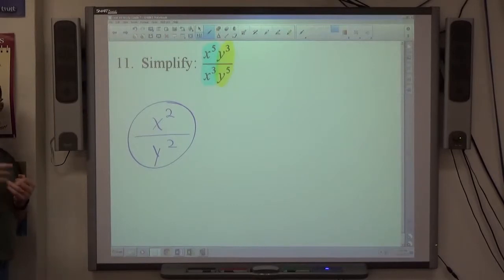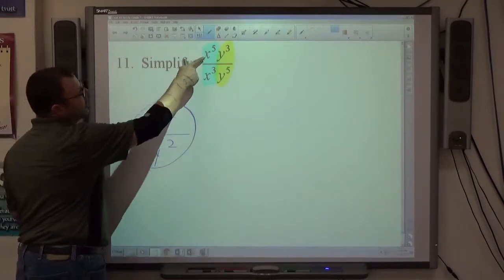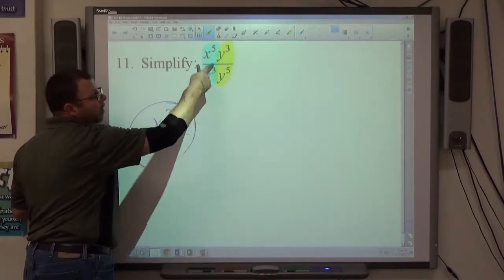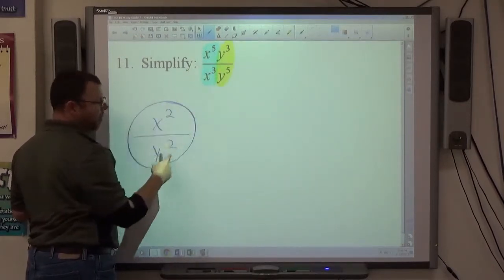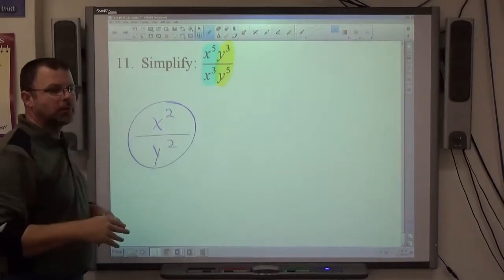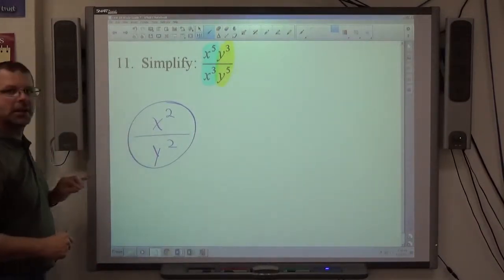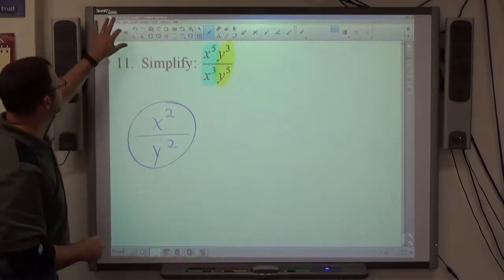What is the power? Where it belongs is the higher power's location. The power should be the subtraction of powers, big minus small. If it goes on top, top minus bottom; bottom, bottom minus top. Always do big minus small, it makes life easier. So, x squared over y squared. I do not want negative powers in the final answer on these problems.